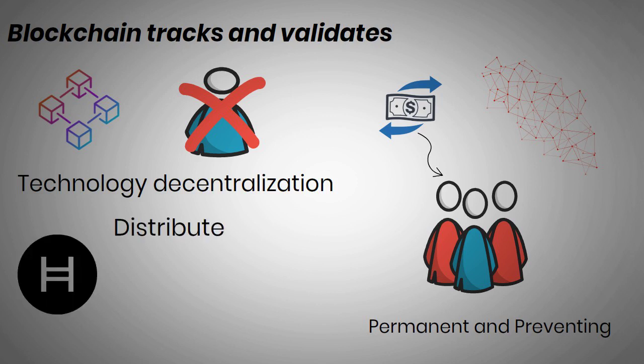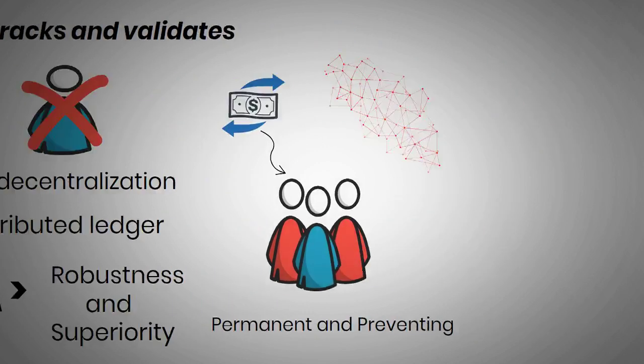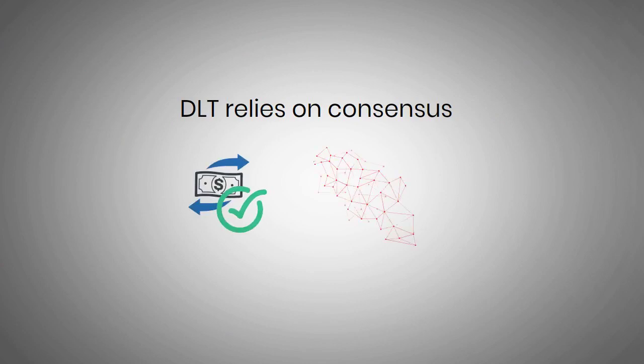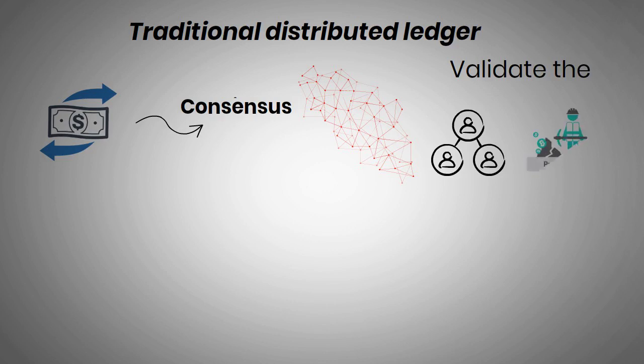Hashgraph is a type of distributed ledger technology whose foundation lies in consensus building. The consensus algorithm brings out the robustness and superiority of the distributed ledger technology network. In particular, the DLT relies on consensus timestamping to ensure that transactions on the network agree with each node on the platform. Unlike the traditional distributed ledger technology network, this type of DLT achieves transaction success solely via consensus. This is to say that nodes do not have to validate the transactions on the network. As such, users do not have to present proof of work.